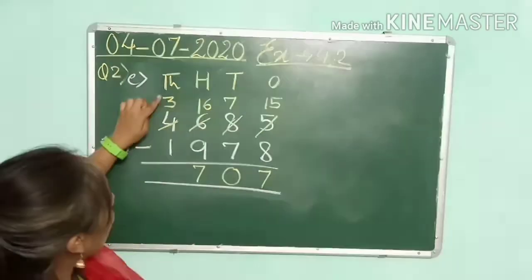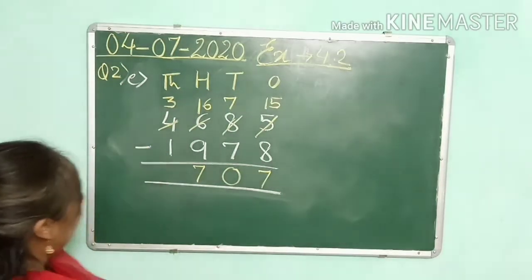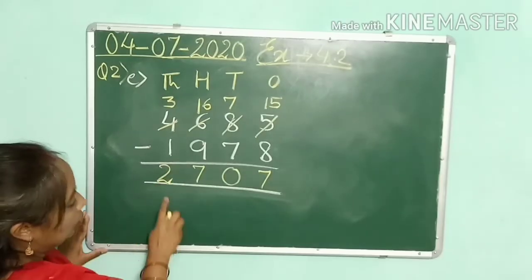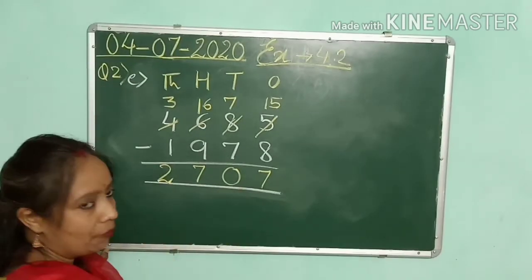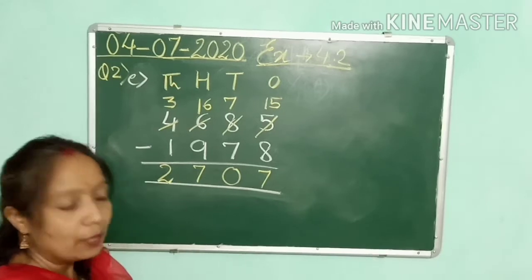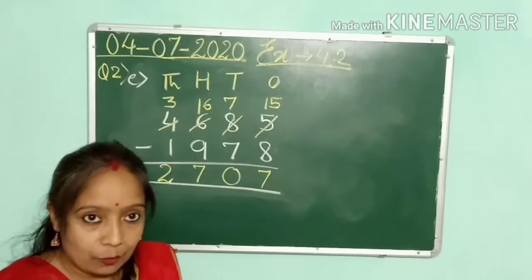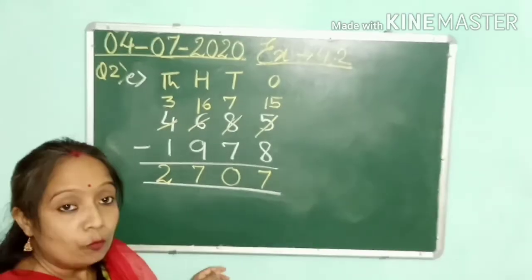Under the thousands column, 3 minus 1. Tell me 3 minus 1? 2. So answer will be 2707. Our difference is 2707. I hope you are getting it, children. You have to practice all these sums at home. Now move to the next question.